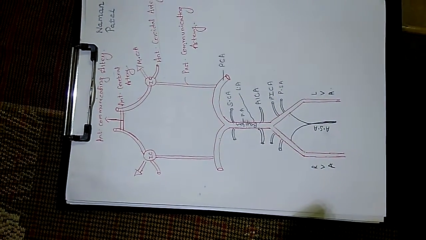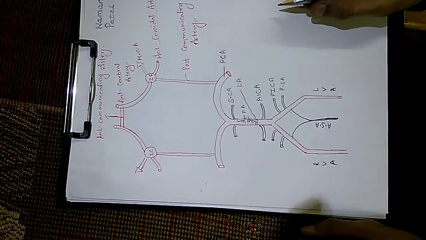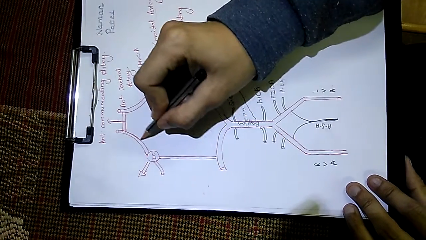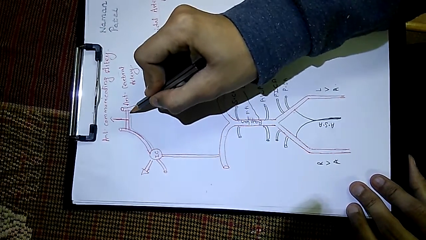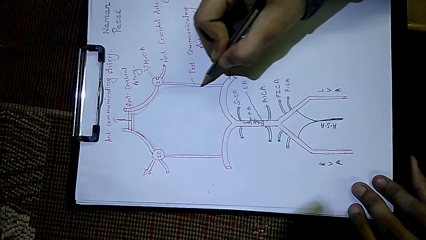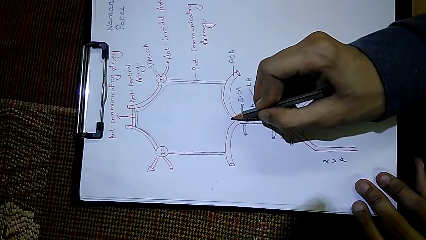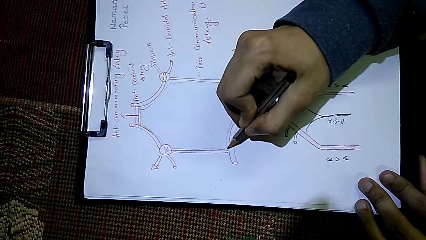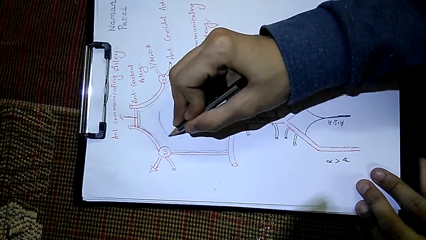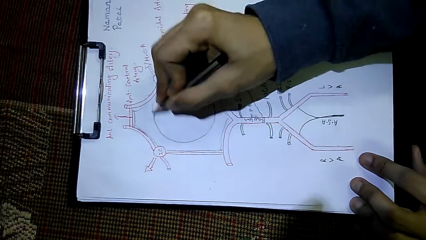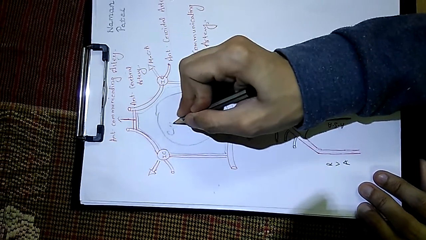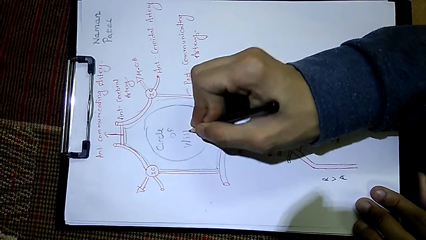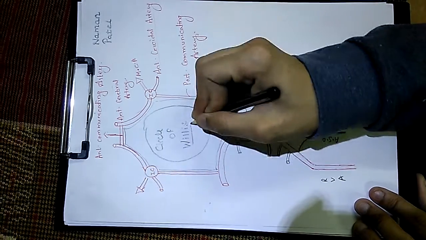Now if you are able to see, there is a circle formed, right? See this. It has a very major clinical relevance also, the circle of Willis. I will tell you in a few minutes. So this circle is made, and this is known as the circle of Willis, right?